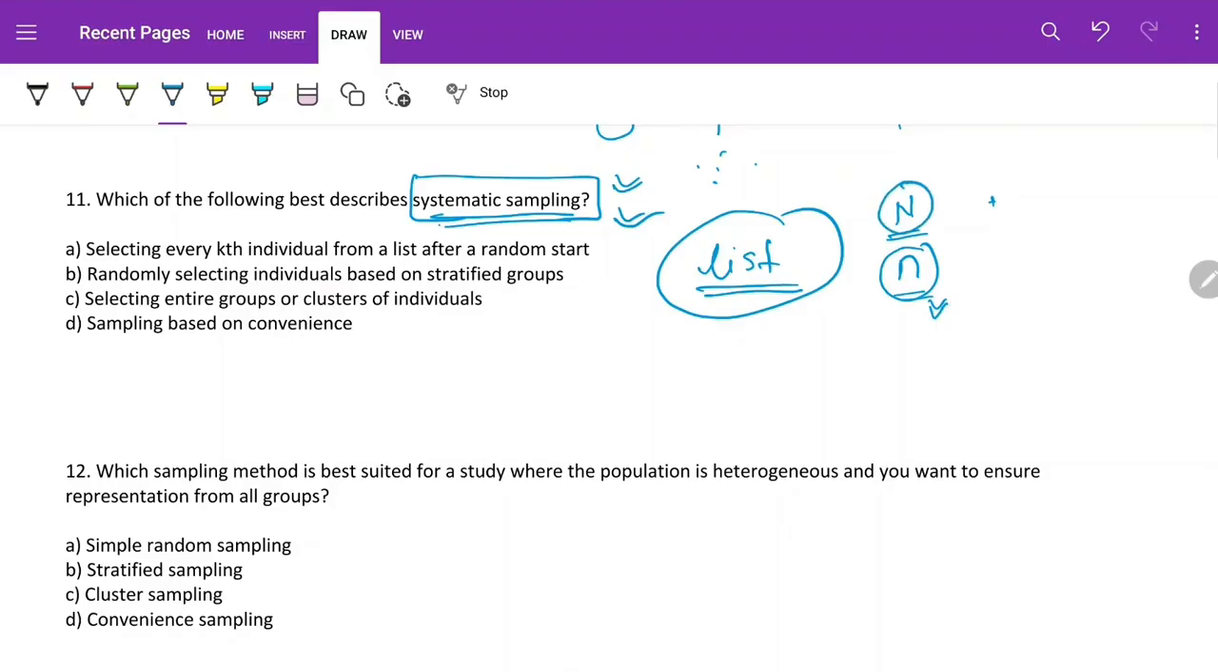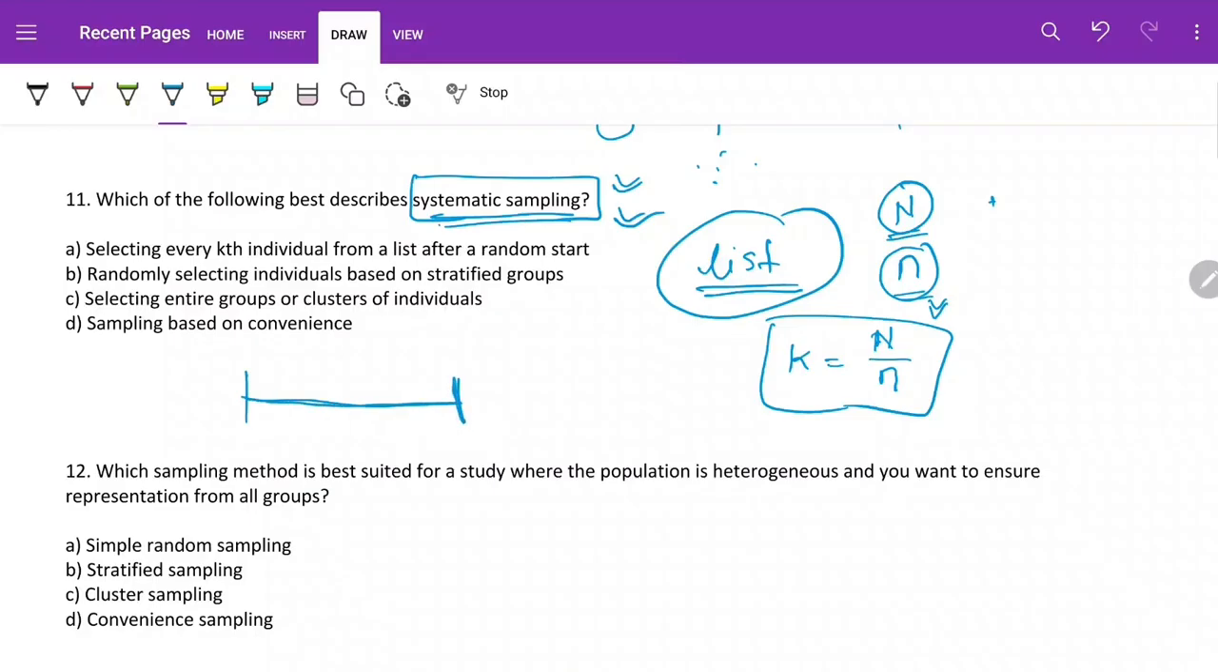Suppose we want to select n samples from the population N. Then we find k such that it is N divided by n. It is the ratio N divided by n. What do we do? We first choose an element randomly from the first k elements. We choose any one element randomly, and then every kth element gets selected in the sample.